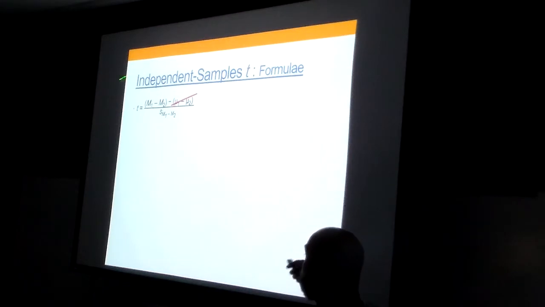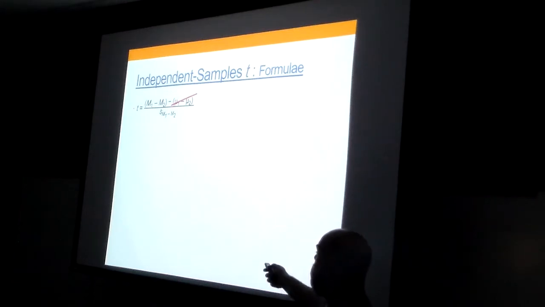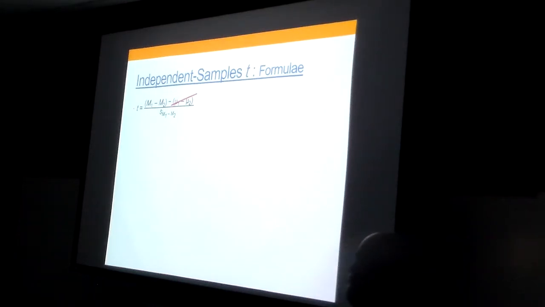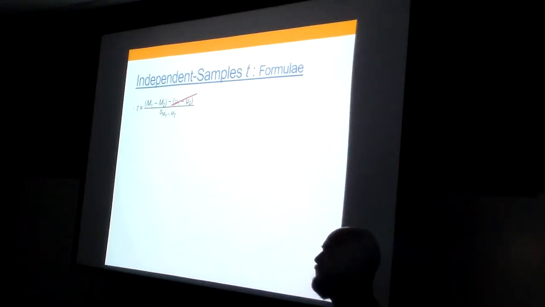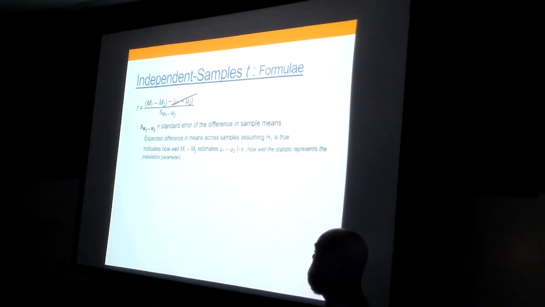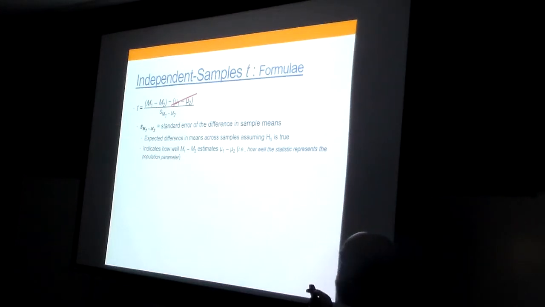Yep. So this is the technical formula, but because under the null hypothesis we're assuming equality, this should be the same as that. That turns into 0, and so it just goes away. Okay. But what we've got here, you'll notice, is the mean of sample 1 subtracted from the mean of sample 2 over our standard error of the difference in means. The standard error of the difference in means is going to be our expected difference in means across samples, assuming the null hypothesis is true.